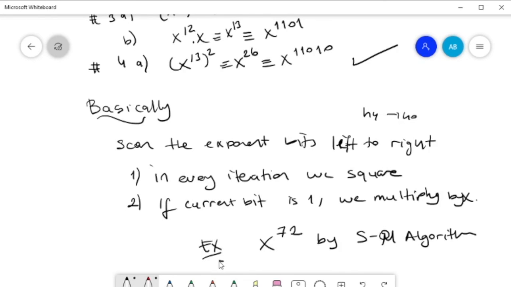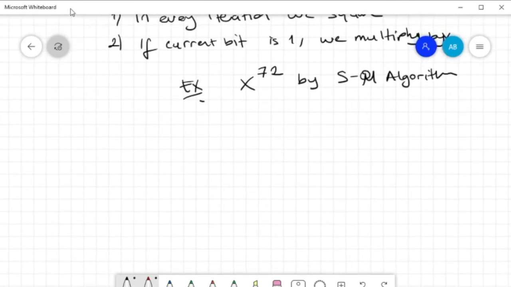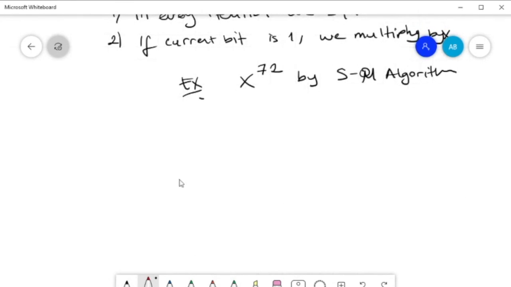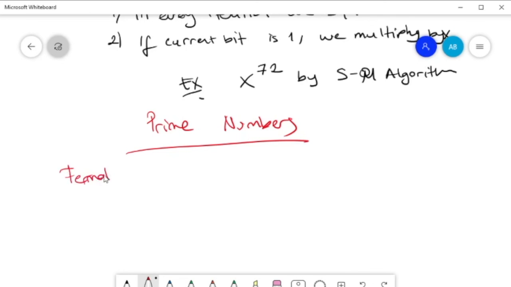Now we are done with this fast exponentiation. Now let's move to the prime numbers, to generate big prime numbers. There are some tests in order to generate prime numbers. In this course, I will mention the Fermat test and the Miller-Rabin test.